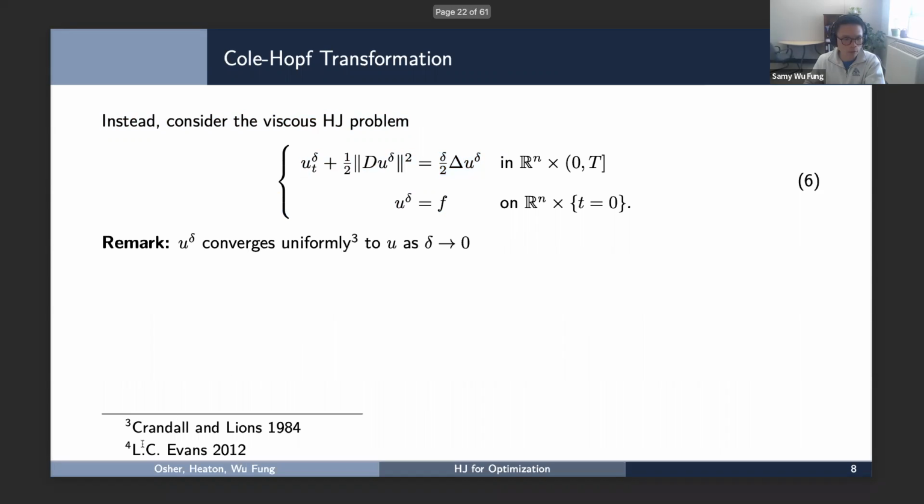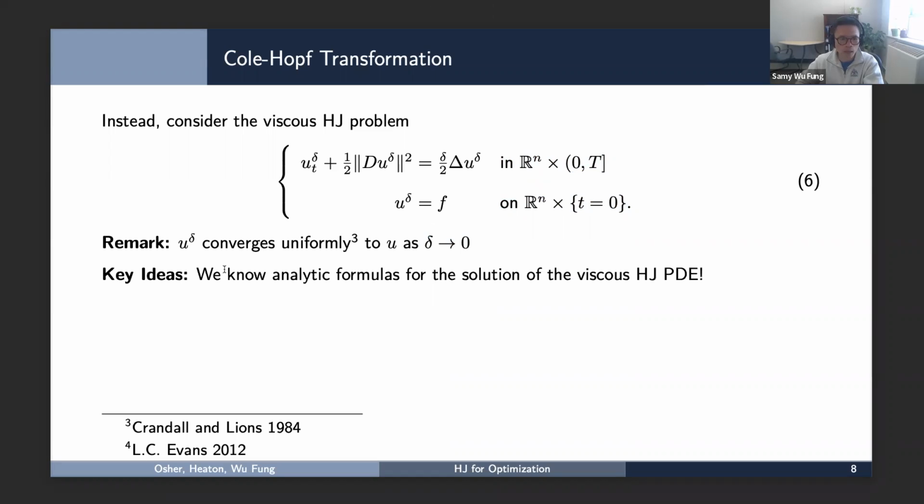This PDE, it was proven by Crandall-Lions, a pioneering classical result, tells us that U delta will converge to the true solution as delta goes to 0, and will converge uniformly. So why do we consider this PDE instead? Well, it turns out that for this PDE, we can use a change of variables to transform it into the heat equation. And so this gives us an analytic formula for the solution of this PDE, which again is a close approximation of the actual Moreau envelope that we're looking for.